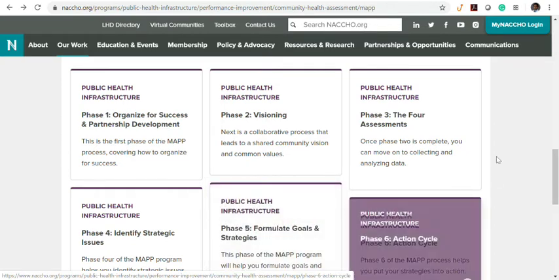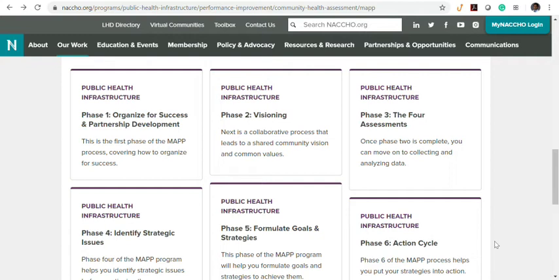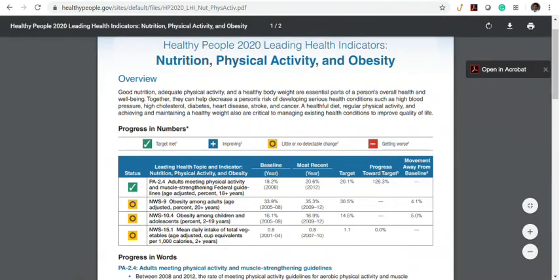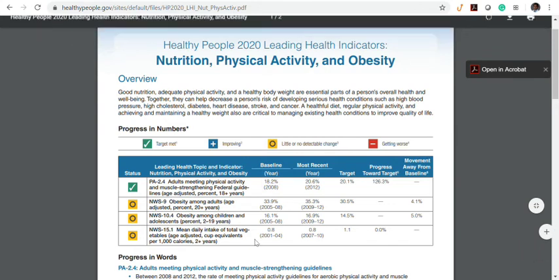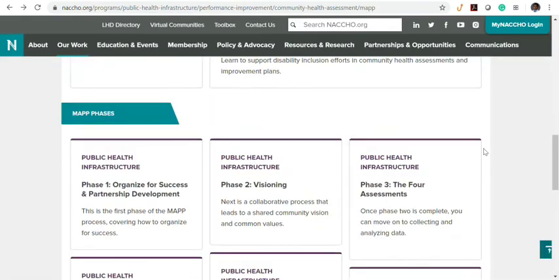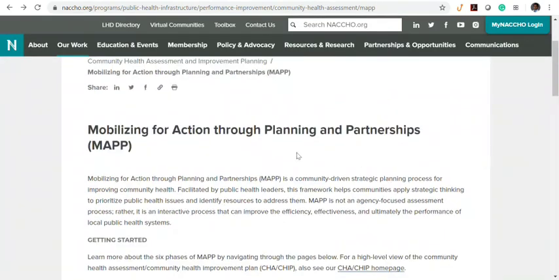So if you go to these 6 categories, you will be able to get a little bit of information on what they are in detail. The assignment is not meant to be long. It can be a short component as long as you address the question at hand, mean daily intake of total vegetables, how you can increase that in your community using this mobilization for action through planning and partnership framework.